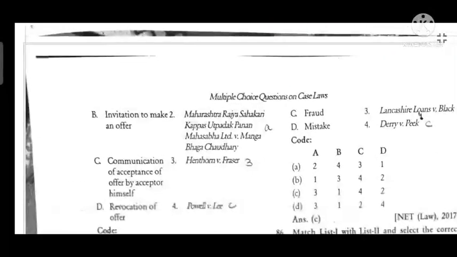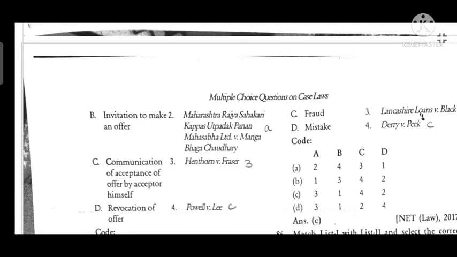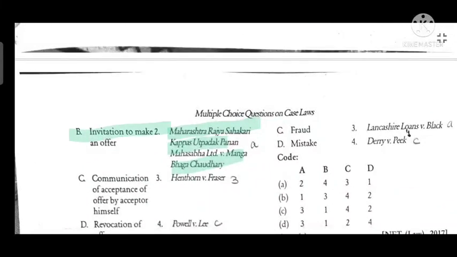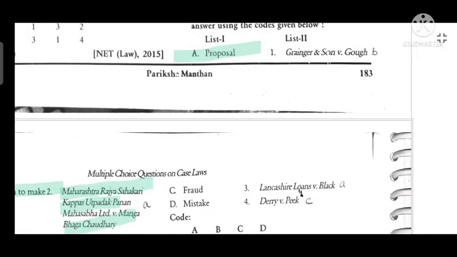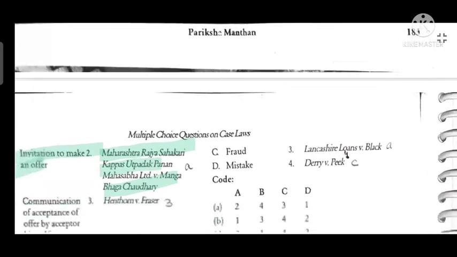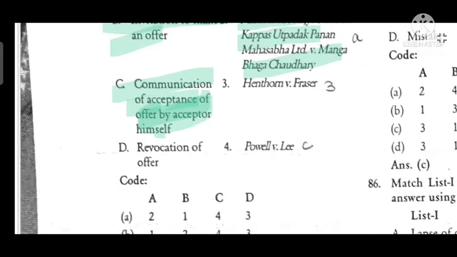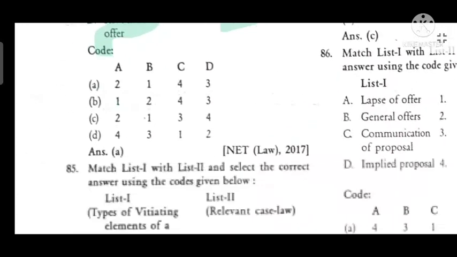Proposal: Madras Rajya Sahakari Kapas Utpadan Pranam Mangna Bhang Chaudhary. Invitation to make an offer: Garis and Son Gong. Communication and acceptance of offer by acceptor himself: Powell versus Lee. Revocation of offer: Henthorn versus Fraser. Routledge versus Grant.